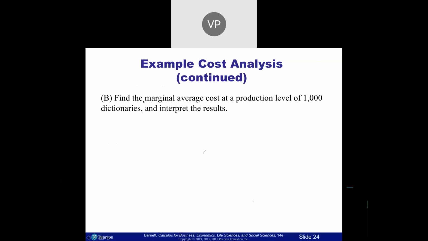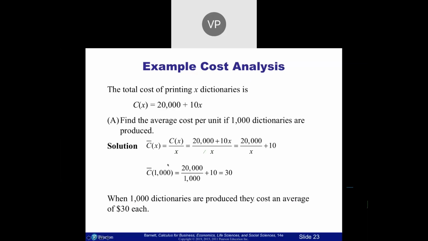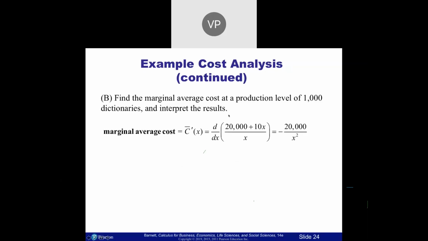When you see marginal average cost, first find the average cost. All right? Well, go back. This is the average cost function right here. This 20,000, right here, apologies. 20,000 over X plus 10. That's our average cost. Now we want to find the marginal. We take that function and we're going to find the derivative.